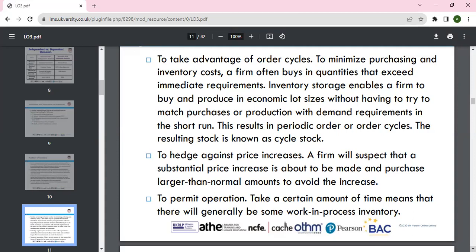So a normal amount to avoid the increase. Okay, so permit operations to take a certain amount of time, which means there is generally work in progress.